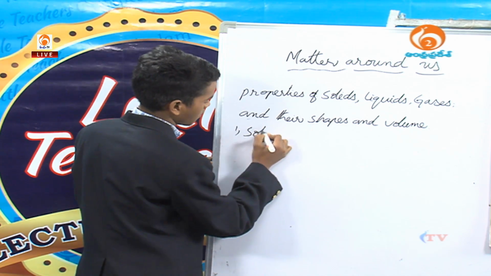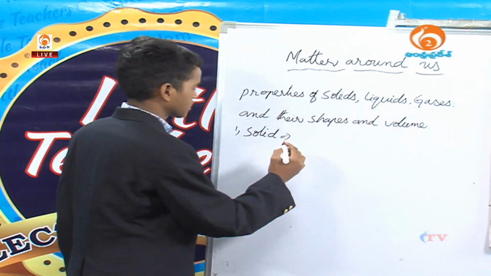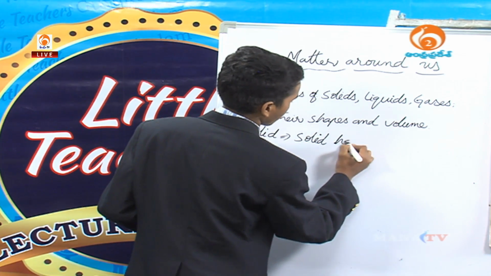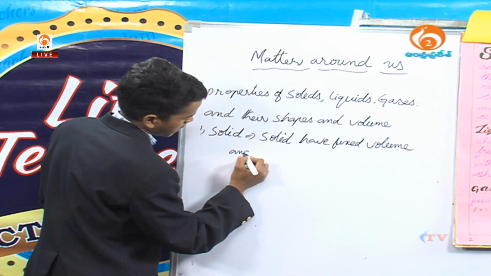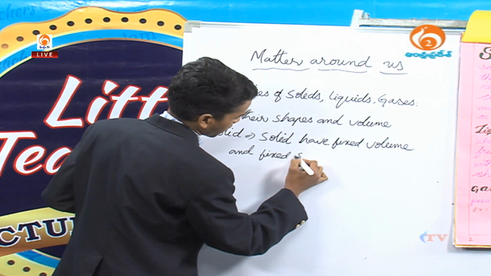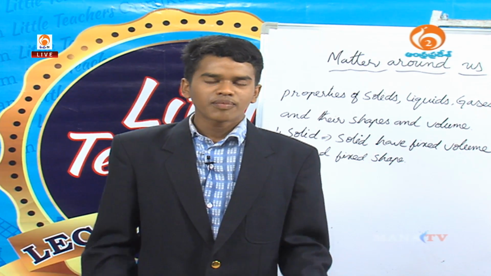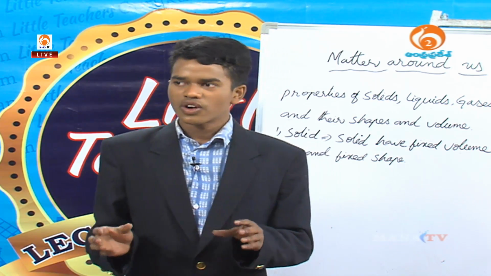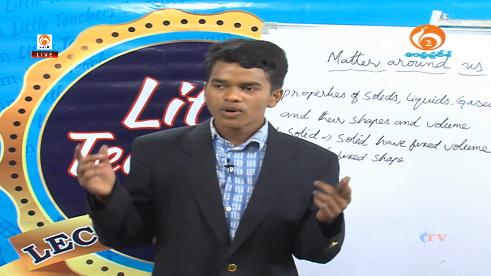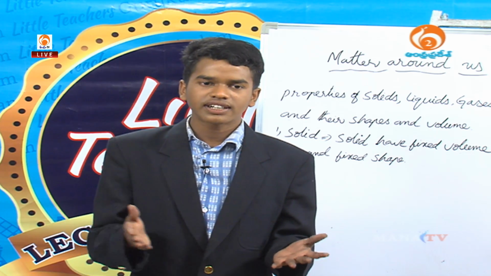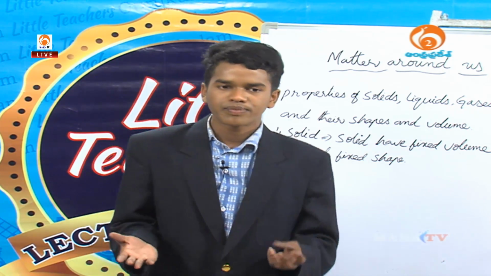First one is solid. Solids have fixed volume and fixed shape, because for example, take two objects, a pen and a book, and put them in different containers, and after some minutes we can observe: do you find any change in shape or volume? No. Another example: imagine a book or pen falls on the floor. It cannot flow and remains in a definite shape with fixed volume. So we can say solids have fixed volume and fixed shape.